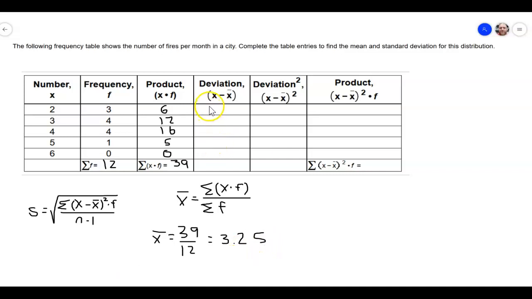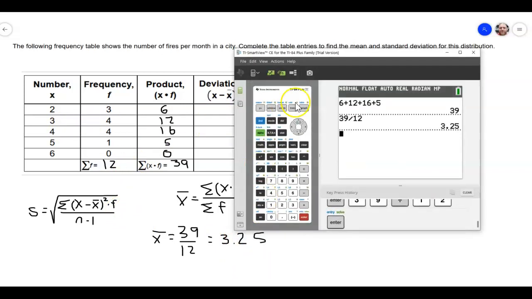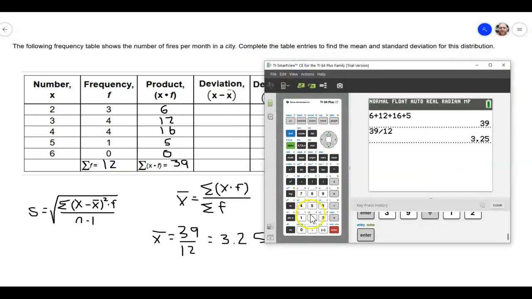All right, now I can start doing all of these boxes. So this is the data value, the x, which is this column, minus my mean, which is this value right here. So 2 minus 3.25, so if you want to use your calculator, you can just do 2 minus 3.25. And I'm going to do a little trick here. If you have a calculator that can do this, I'm going to do 3.25, and I'm going to store that as x.